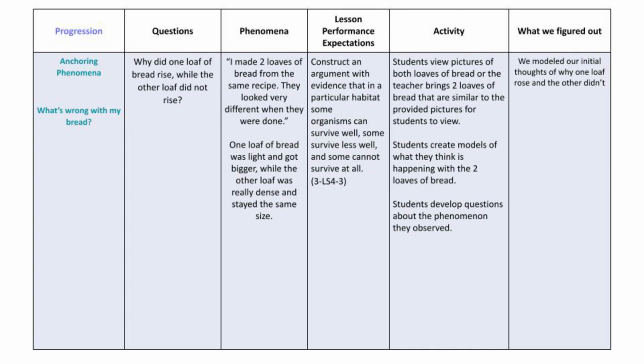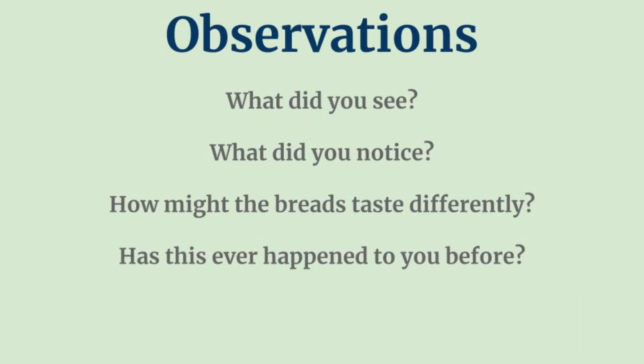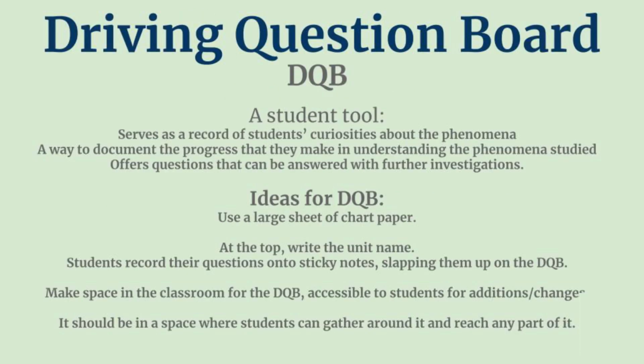With this anchoring phenomena, we're asking kids to draw models of what they think happened between the two loaves, and then, using their ideas and their wonderings, we're going to create something called a driving question board. There are no wrong answers when we're making our observations. Everybody's input is valued, and everybody's input is considered. Development of the DQB. It's like a way for us to create a classroom notebook page.